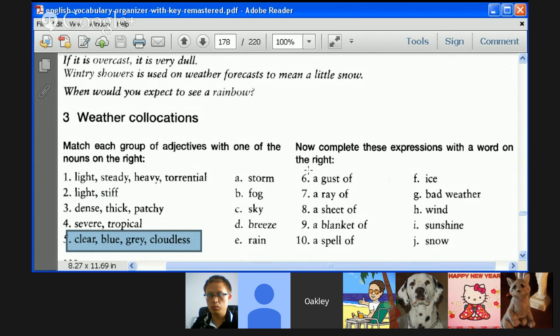Okay, Moham, number 6. All right. A gust of wind, I guess. It has to be a gust of wind. It sounds very funny to hear the other ones. It almost seems humorous. Okay, that's very simple. Xingyu, a ray of.